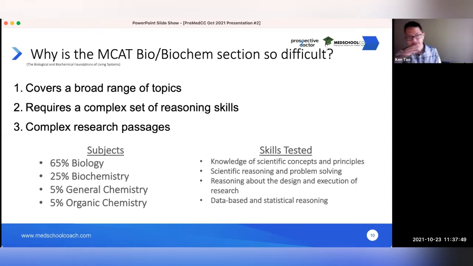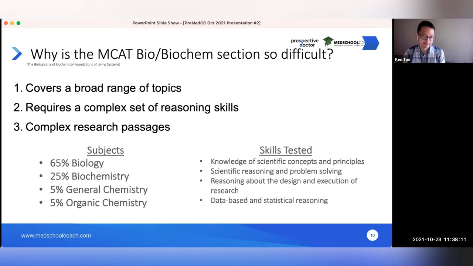The first point is similar to the ChemPhys section. It covers a broad range of topics: biology, biochemistry, general chemistry, organic chemistry. There's the same challenge we discussed before, which is you have to integrate these different topics together. You can't think of them as being all separate. We have to think about how they're connected together.